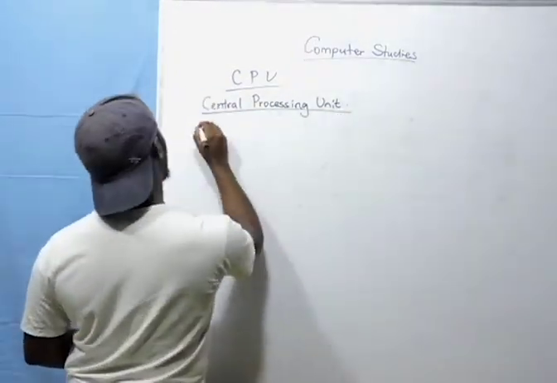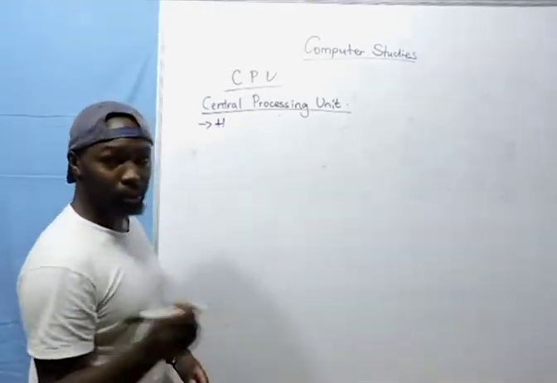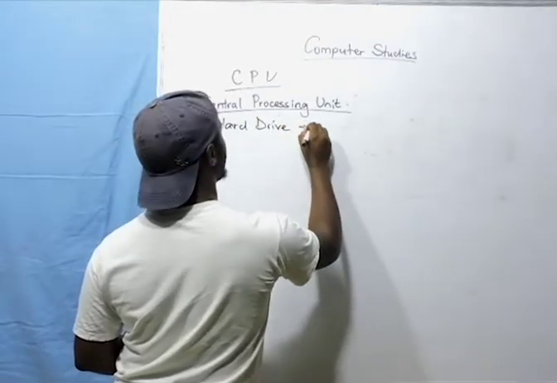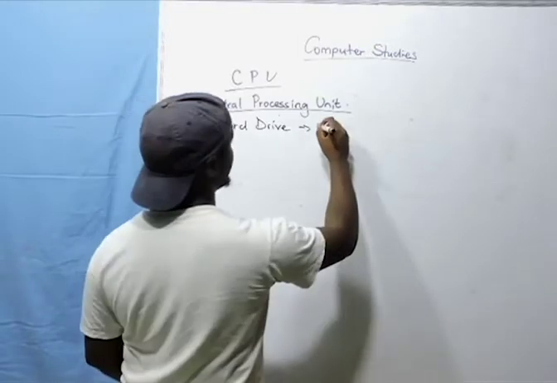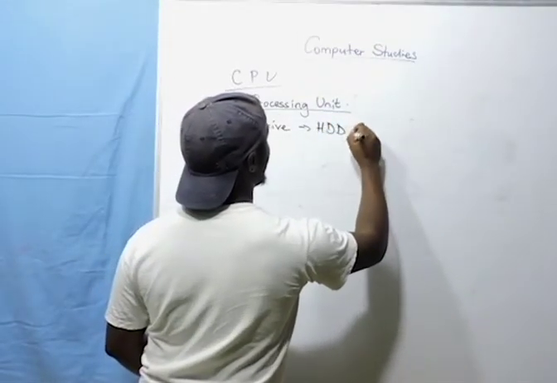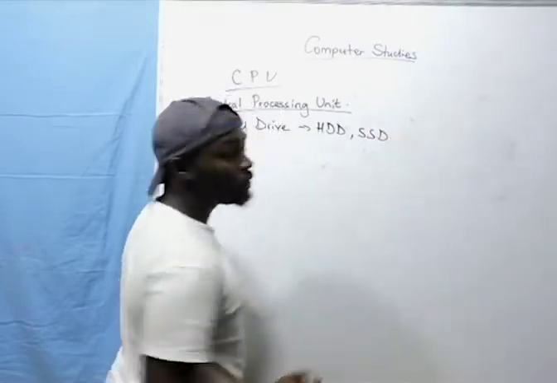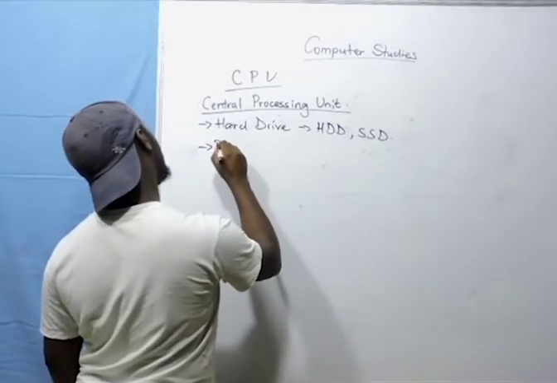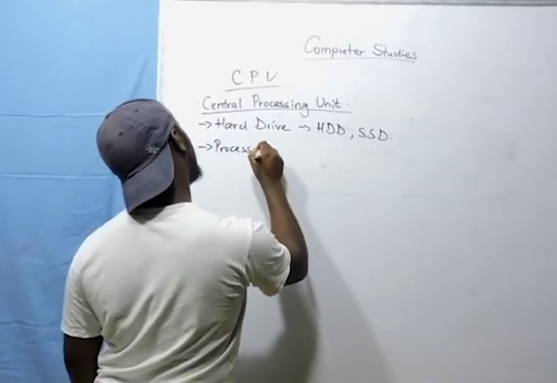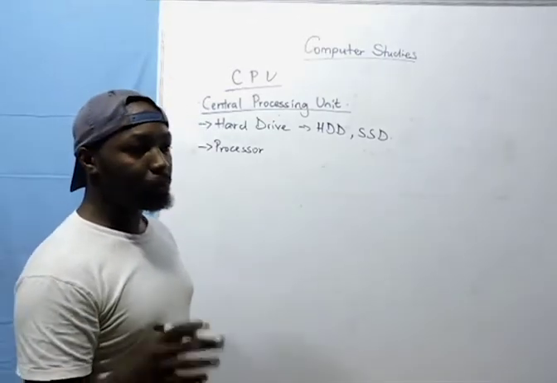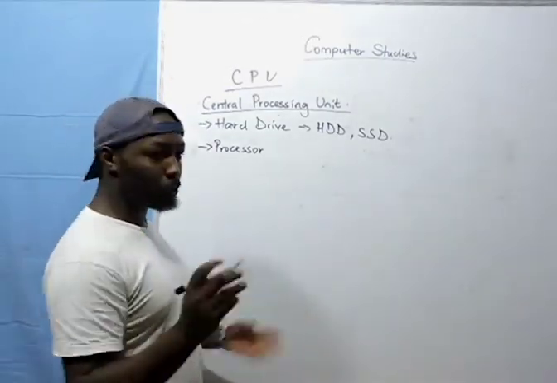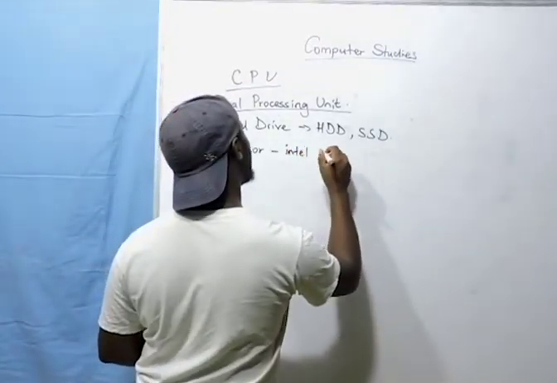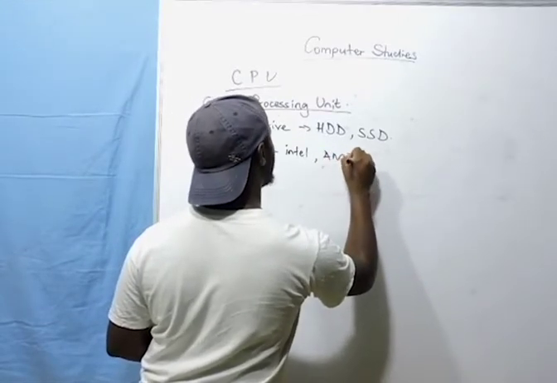So the first part is usually the storage, which is the hard drive. This comes in several shapes and forms. You have the HDD and you have the SSD. Homework to you, go find out what these terms mean. Secondly, we have the processor. There are two major types of processors. We have the Intel-based processors, and we have AMD processors.